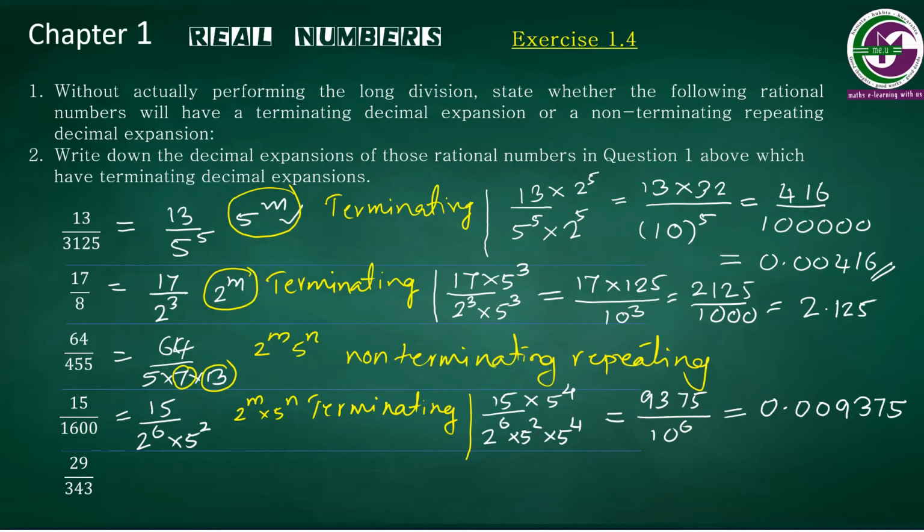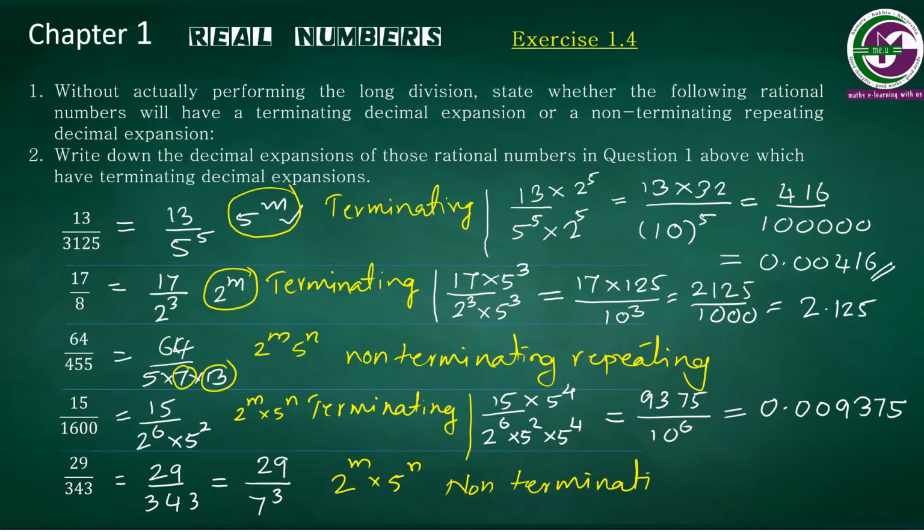Now the fifth question, 29 upon 343. 343 is the cube of 7. So it is 29 upon 7 cube. So the denominator is not in the form of 2 raised to m times 5 raised to n. 2 is not a factor of the denominator, and 5 is also not a factor of the denominator. So we can conclude that it has a non-terminating repeating decimal expansion.